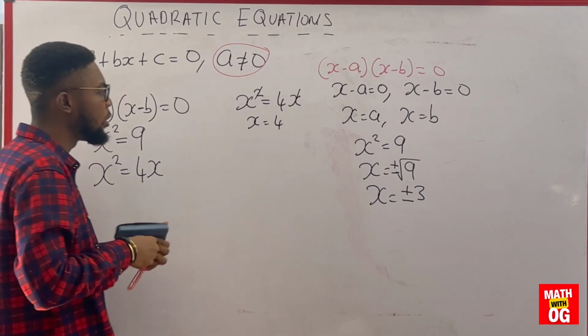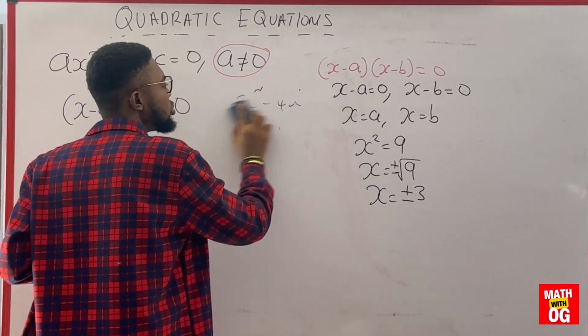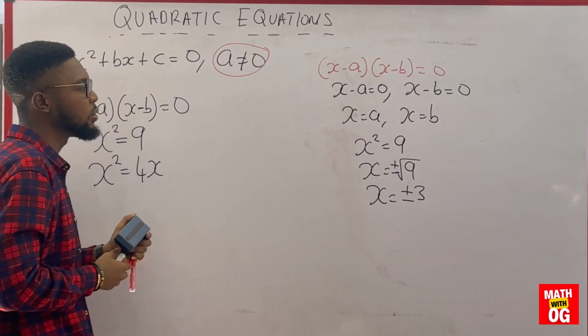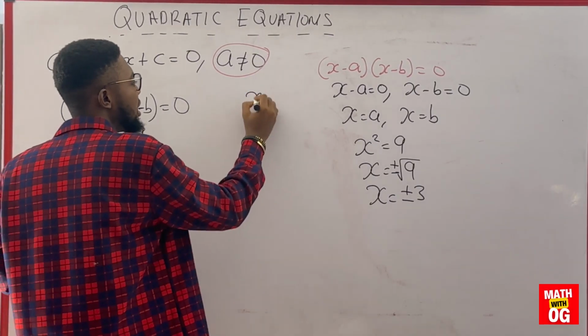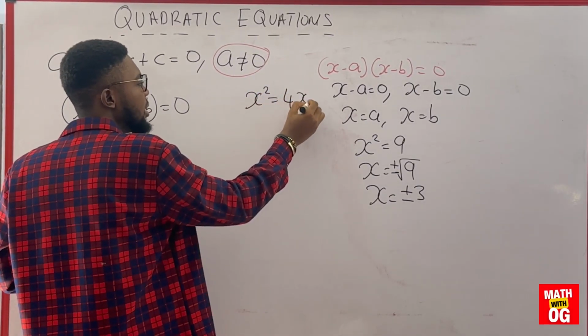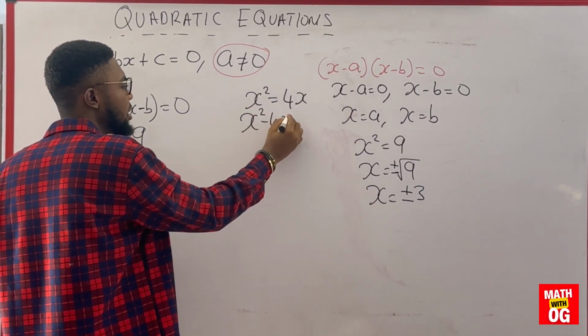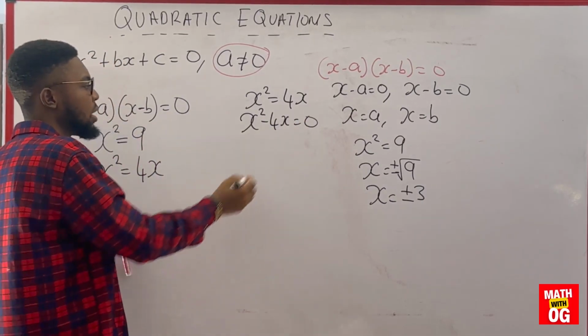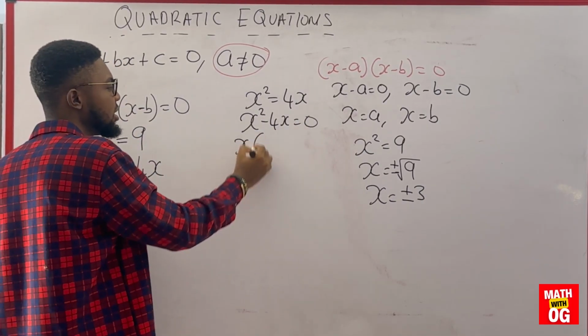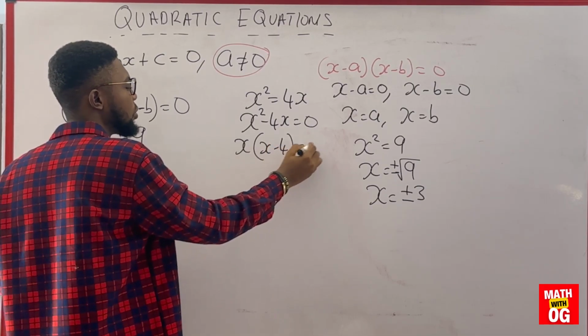So the best way to solve, or the right way to solve this question, is to move both of them to the same side of the equality sign. So x squared is equal to 4x. Move your 4x to join your x squared. So this will give us x squared minus 4x equal to 0. So I can factor out x from here. This is x into x minus 4 equal to 0.